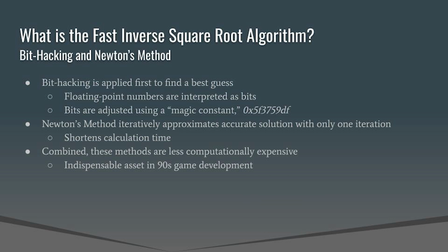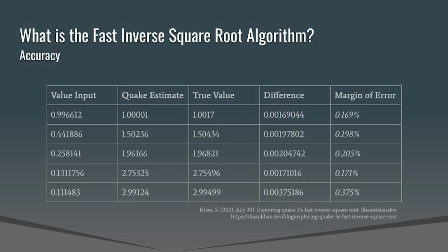Newton's method takes the best guess provided by the bit hacking step and iteratively approximates the solution for the fast inverse square root. Because of the bit manipulation step, it only takes one iteration to provide a highly accurate approximation. These methods are less computationally expensive than using Newton's method alone, making the algorithm indispensable in an era of limited computing power. This table shows the accuracy of the fast inverse square root program used in Quake III Arena.